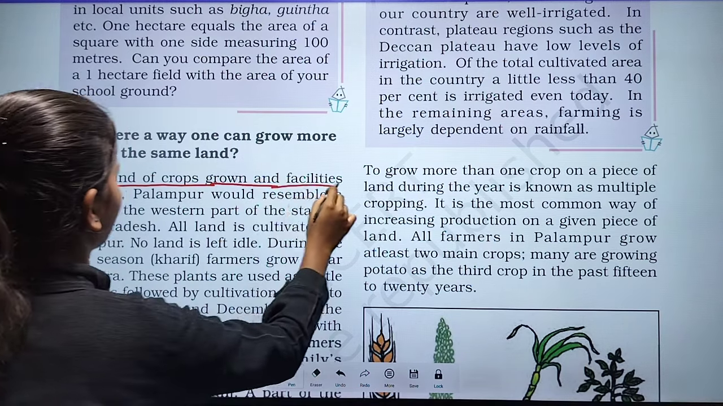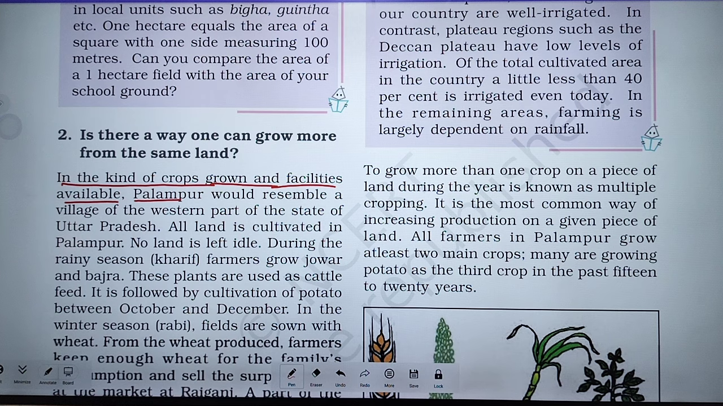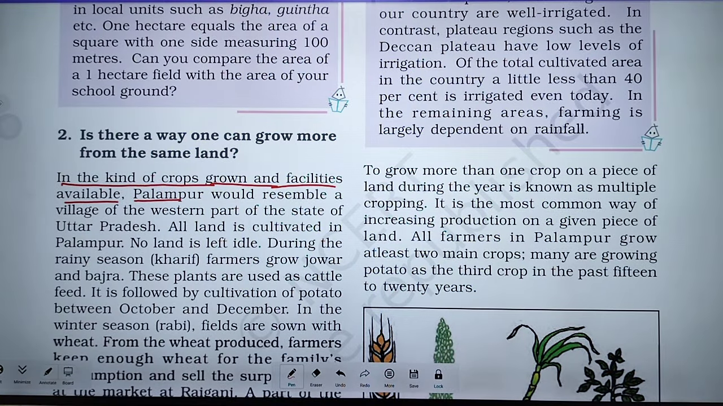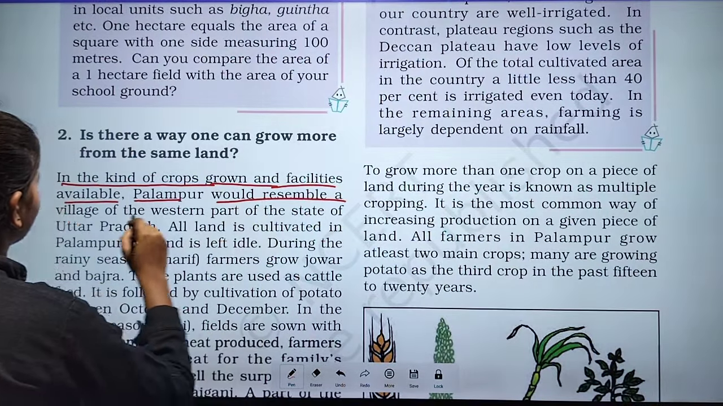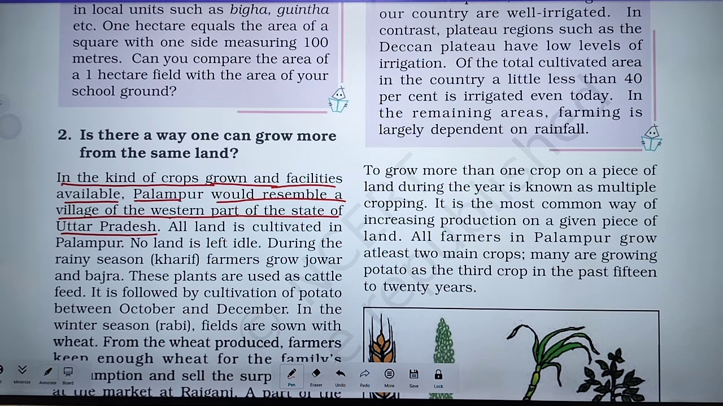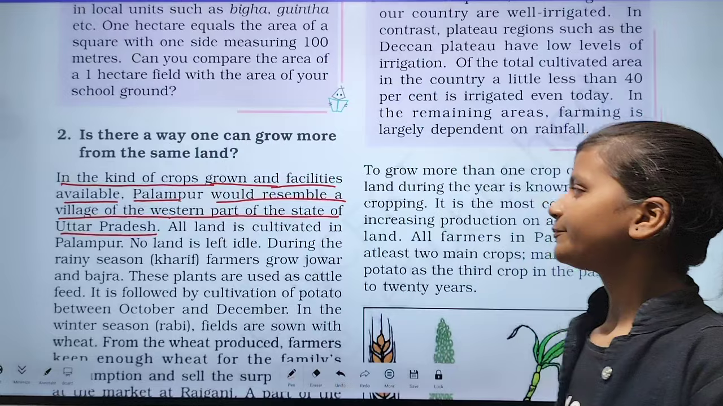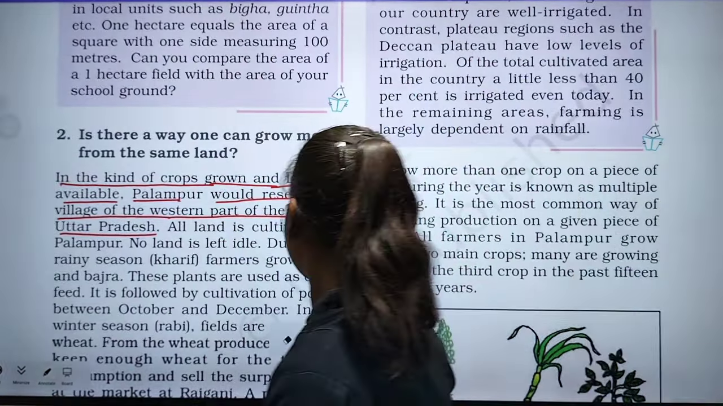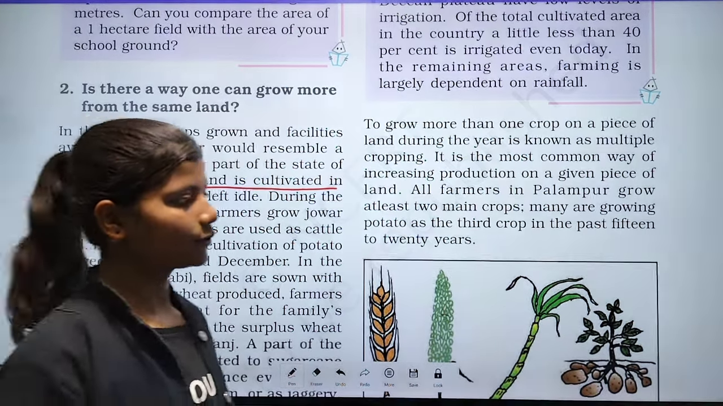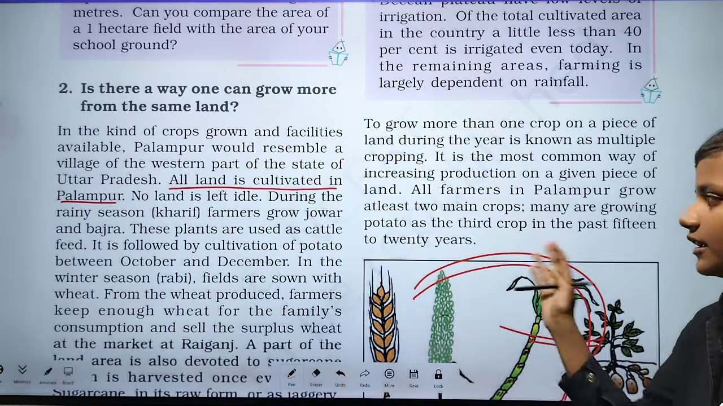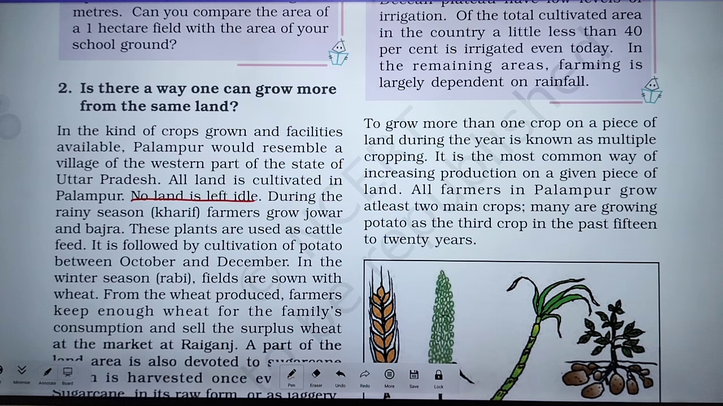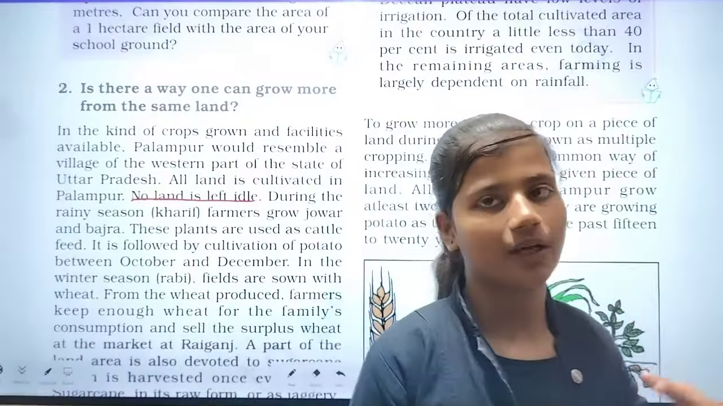In the kind of crops grown and facilities available, Palampur would resemble a village of the western part of the state of Uttar Pradesh. All land is cultivated in Palampur. No land is left idle.